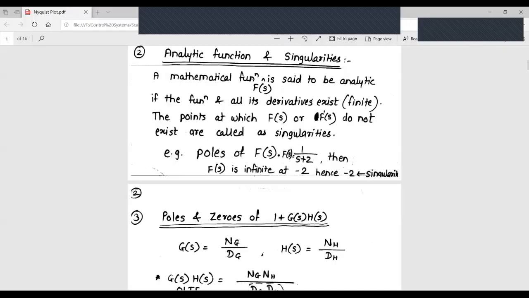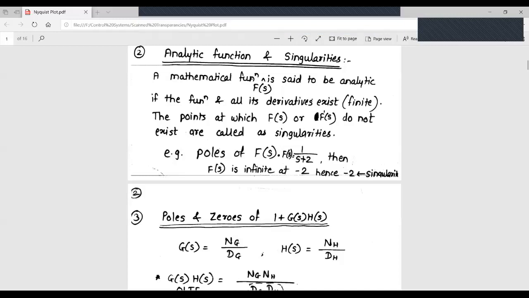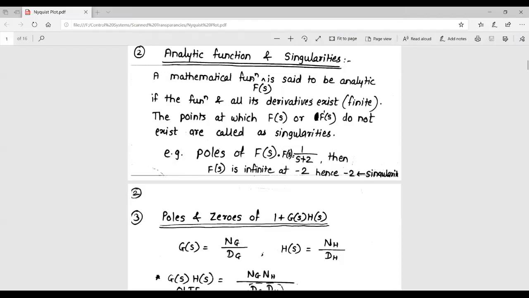Critical point in S-plane is located at -1 plus J0 because it satisfies both the angle and magnitude condition. Angle is -180 degrees and magnitude is 1. So critical point is very important to locate in case of polar plots as well as in case of Nyquist plots. Now the second definition that we need to study is analytic function and singularities.